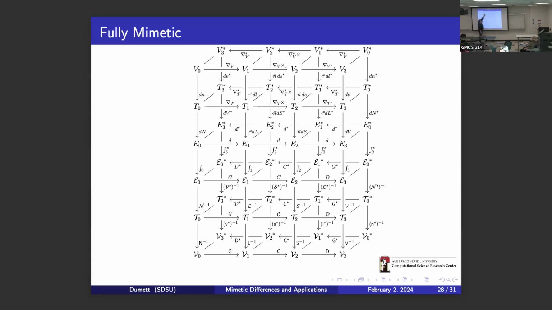The top floor is the theory for continuous vector calculus. The second floor is the continuous theory for tensor calculus. The third floor is the continuous theory for exterior calculus in differential geometry. This is the discretization of the exterior calculus. This floor is the discretization of the tensor calculus, and this is the discretization of the vector calculus.